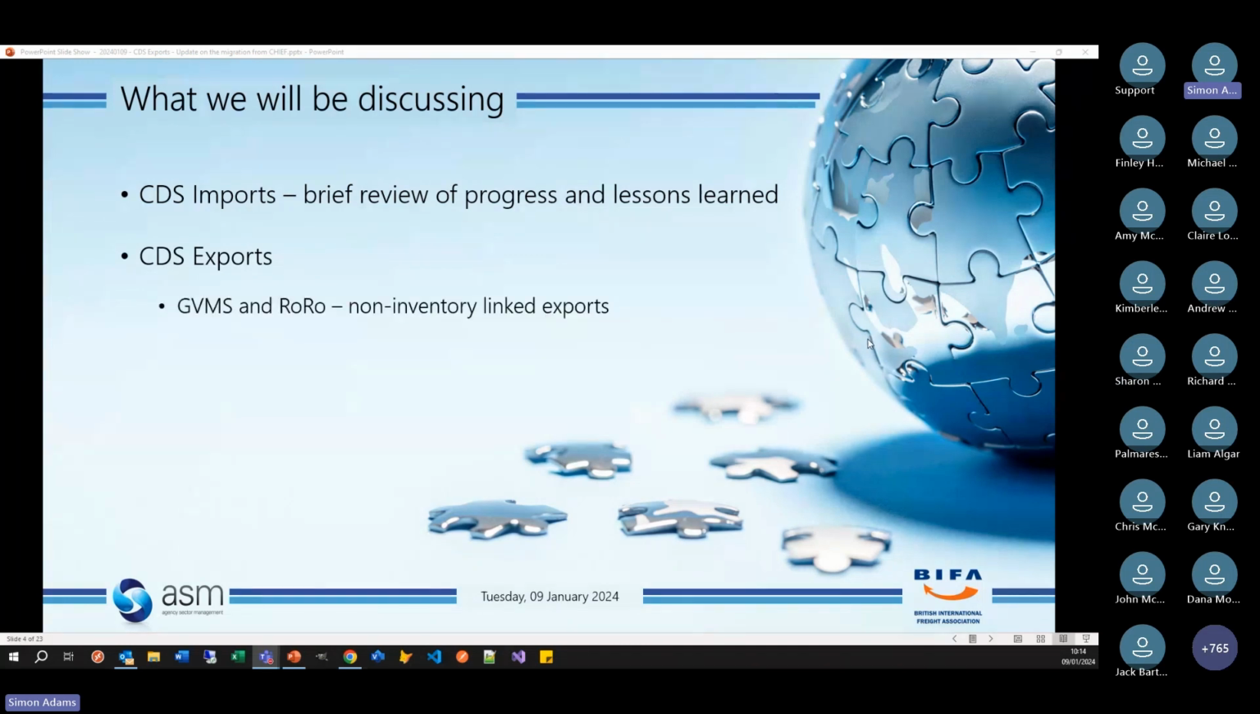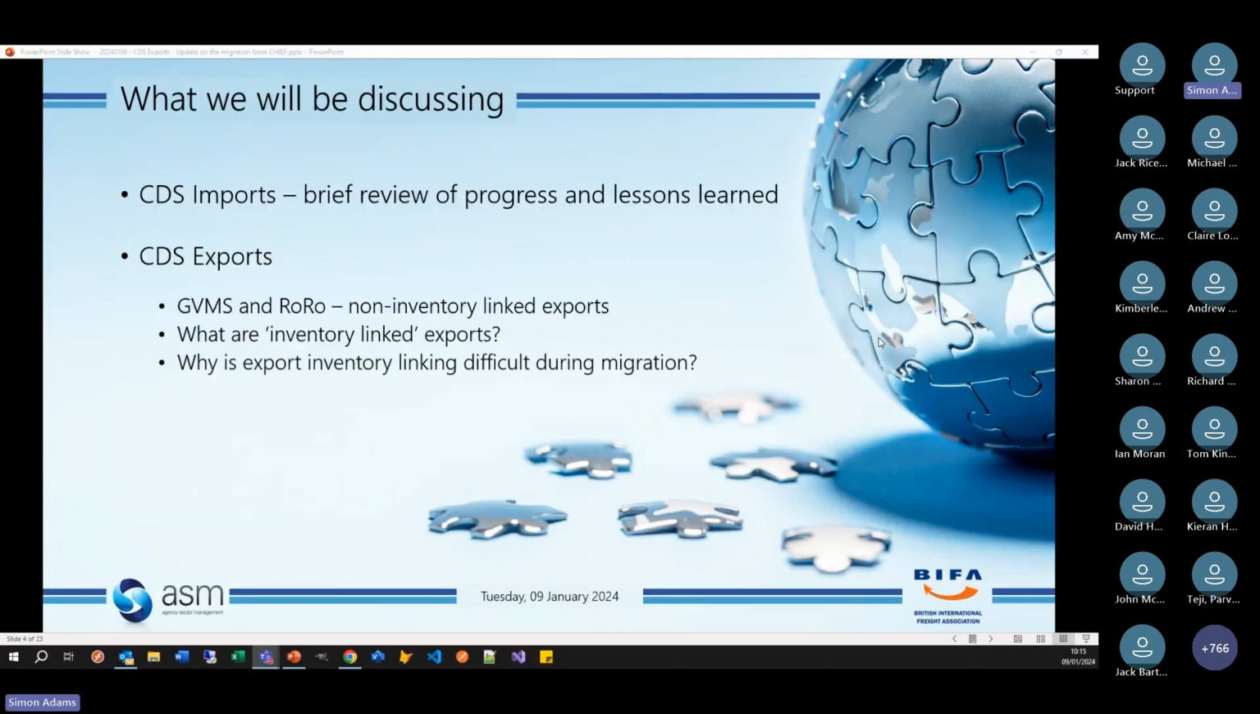We'll cover GVMS and RoRo, non-inventory linked exports, and how they are going. They are live now, have been for a while. We'll then cover briefly what are inventory linked exports. It's not necessarily that obvious what's an inventory linked export. It's not as clear as it is on the import side. So we'll just cover what we actually mean by inventory linked exports.